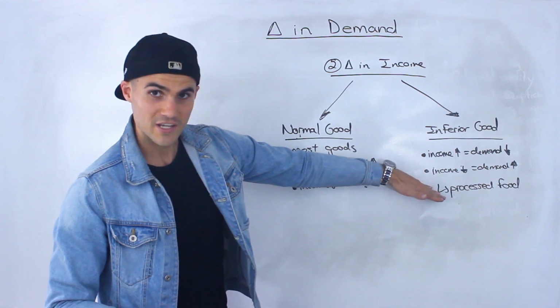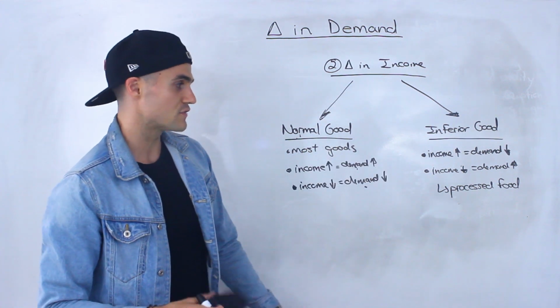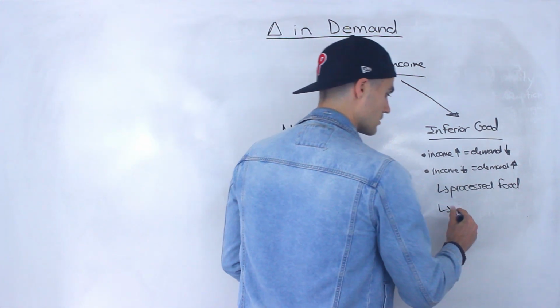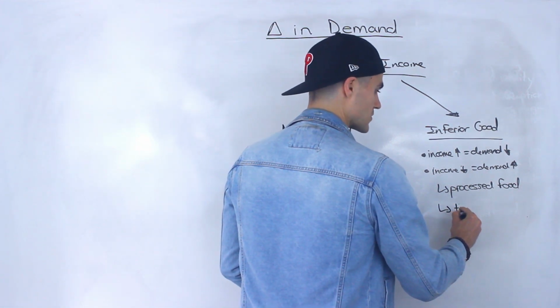So anyway, most cases, processed food, canned goods, fast food, that's an inferior good. Another common example is certain modes of transportation.